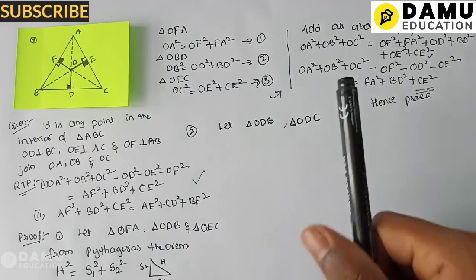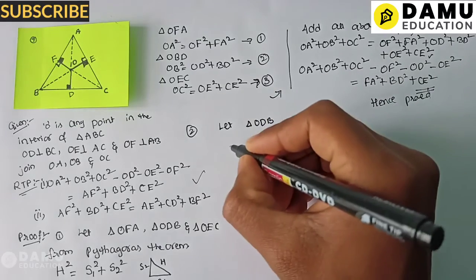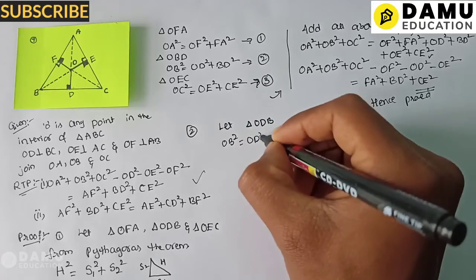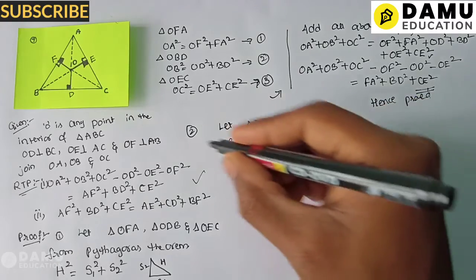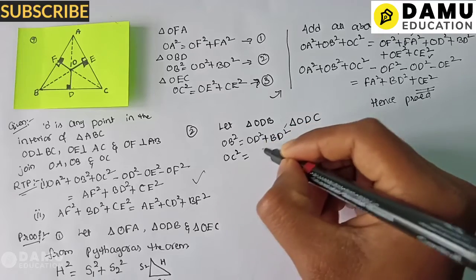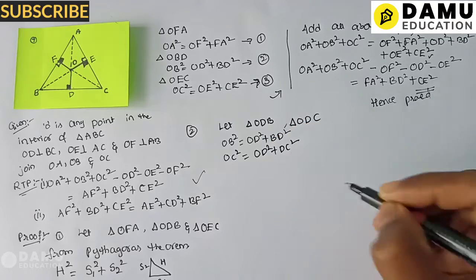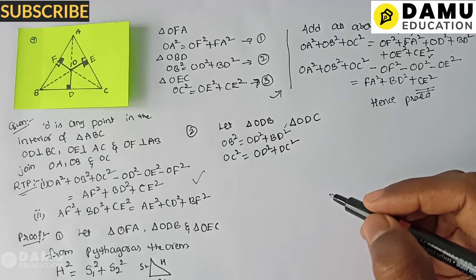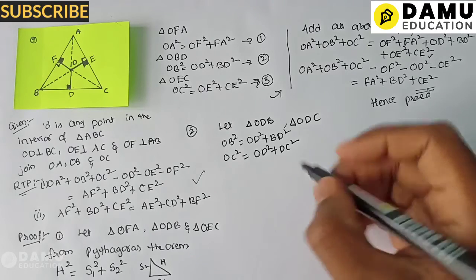So in both the triangles, what you can write here is: from triangle ODC, from Pythagoras theorem, OB square will be equal to OD square plus BD square. Can you take this one from ODC? So in ODC, OC square will be equal to OD square plus DC square. If you take these two conditions and subtract them, we will get what you can get here.